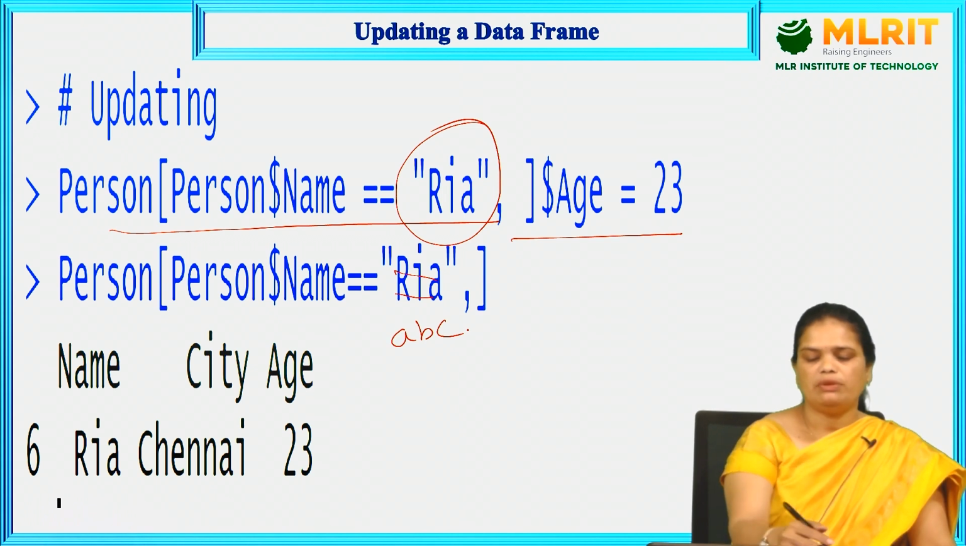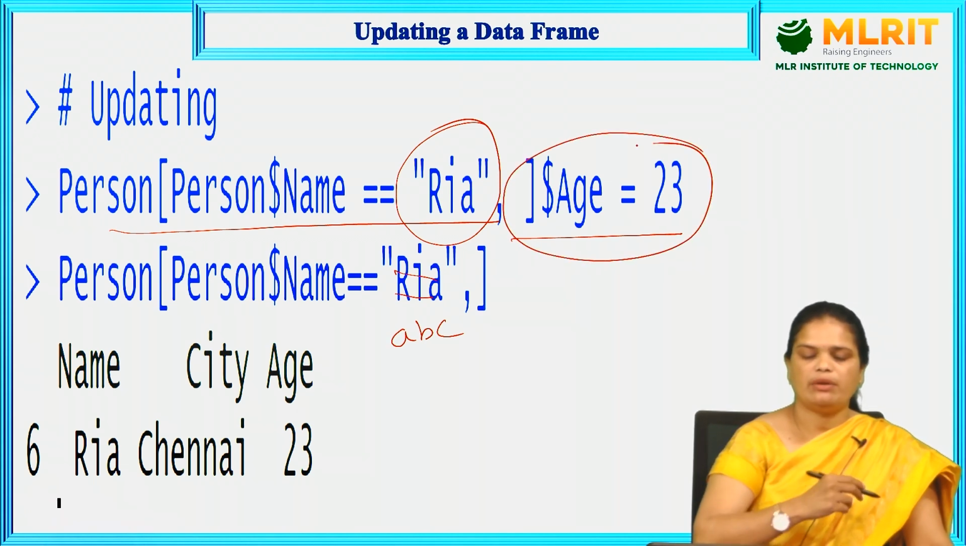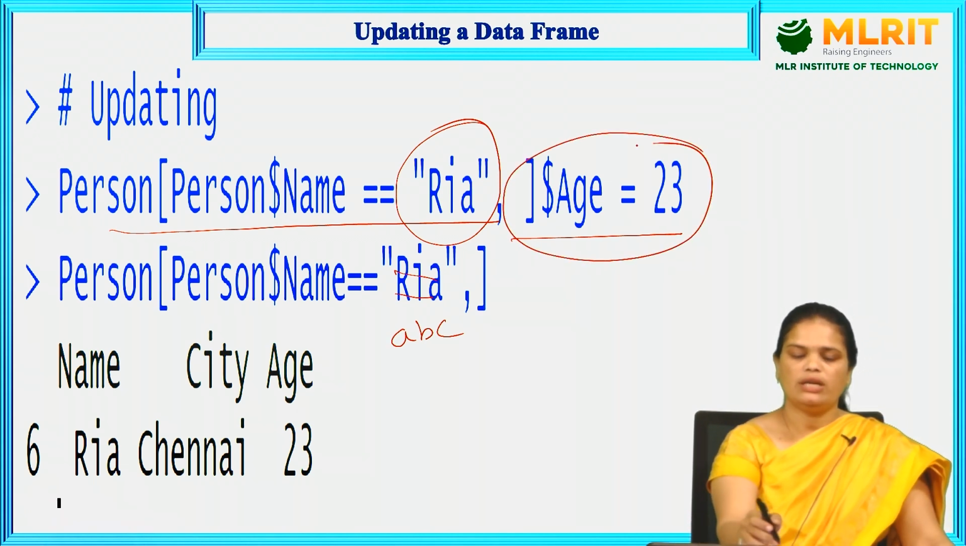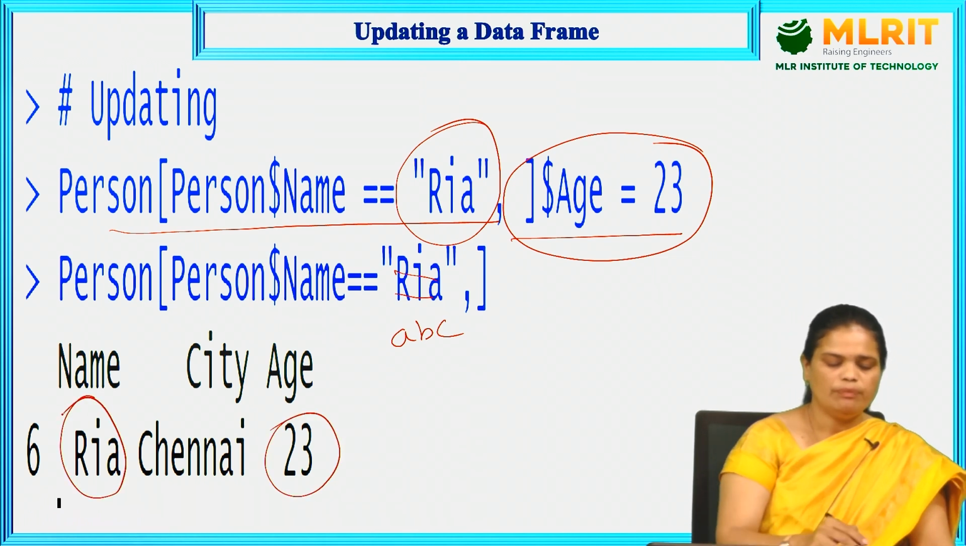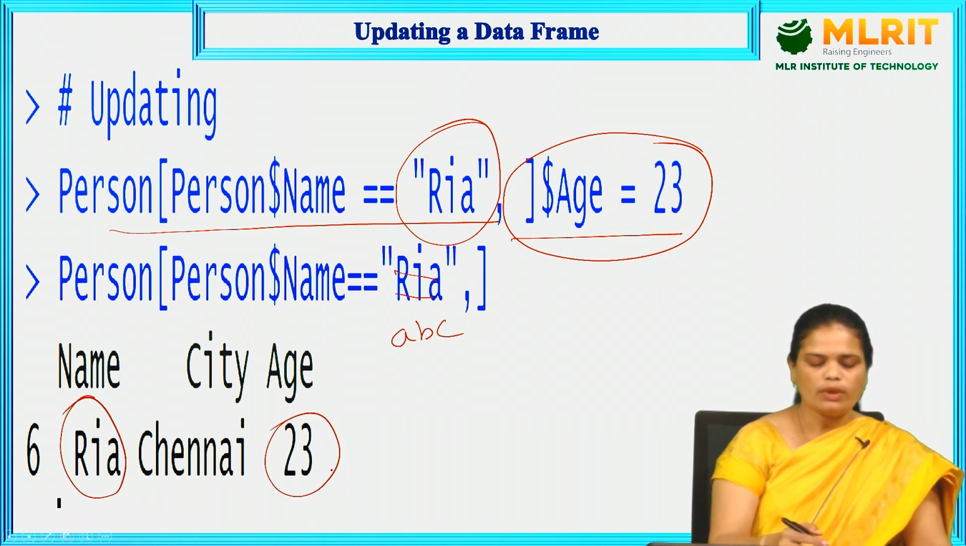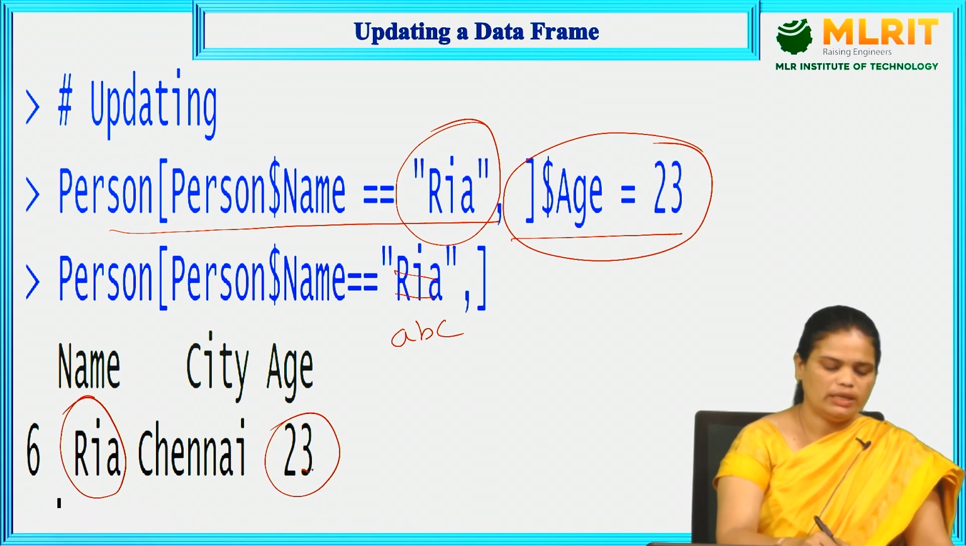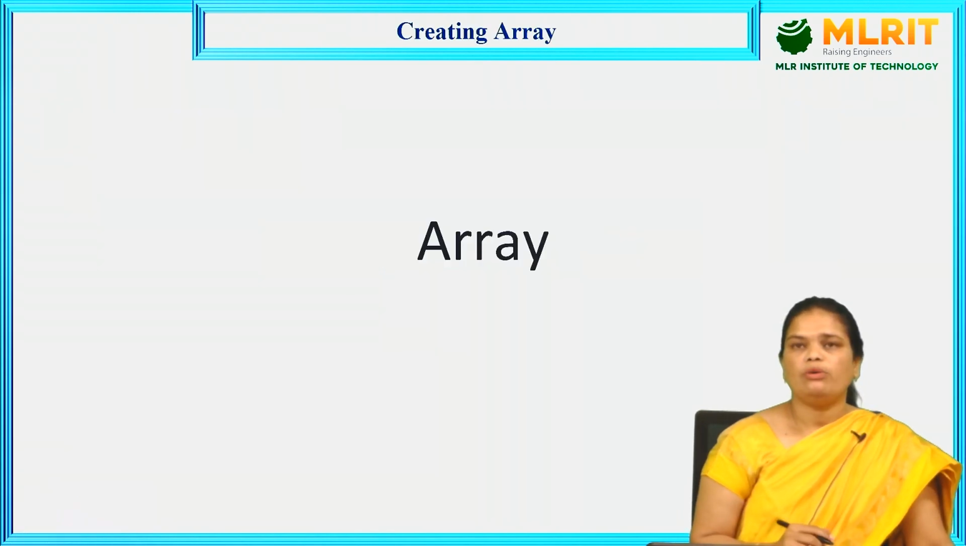So here we are changing the age attribute. When the person name is Riya, you are changing the age attribute. So whenever you try to print the data, you will be getting the age attribute as 23.